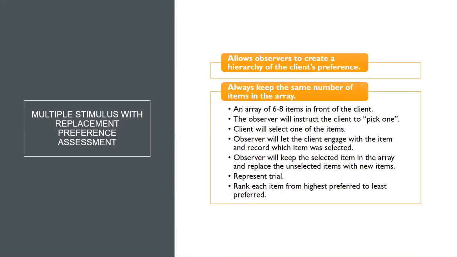When assessing a client using multiple stimulus, the observer will set an array in front of the client with 6 to 8 items and will instruct the client to pick one. The client will select an item from the array, allow them to engage with it, and record which item was selected. The observer will keep the selected item in the array and replace the unselected items with new items. The observer will then repeat the trial with the selected item and the new items in the array. After doing a few trials, the observer will rank each item from highest preferred to least preferred.